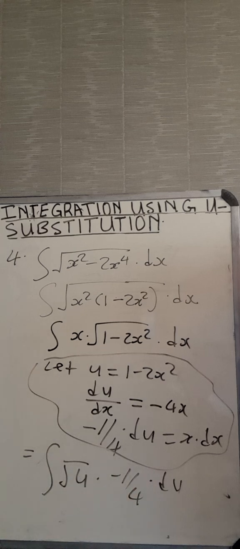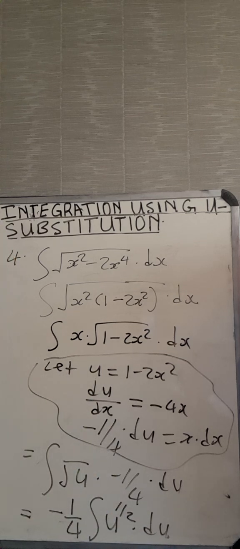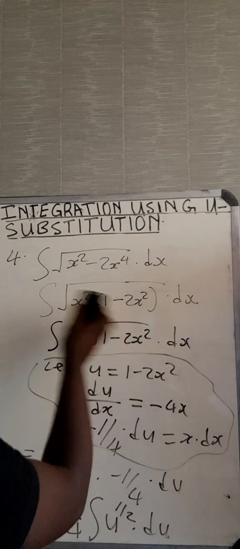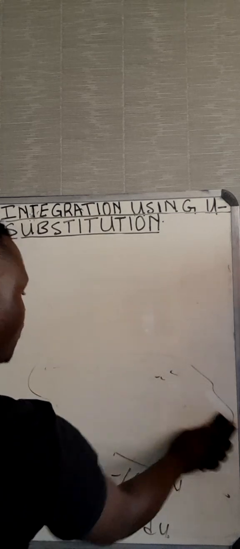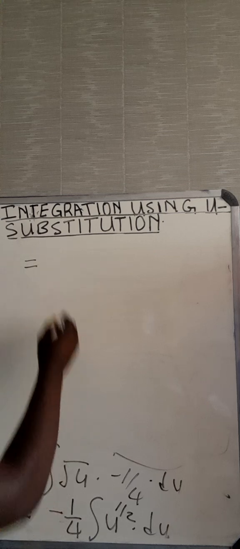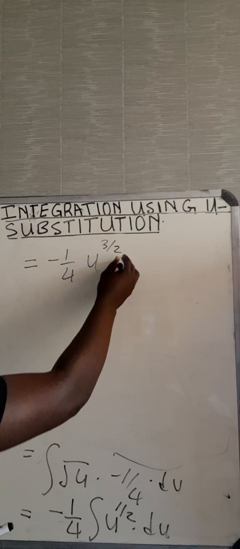But minus 1 over 4 is a constant, so we can take it outside of the integral sign. So this will be equal to minus 1 over 4 integral of u to the power of 1 over 2 du. Then we can implement the power rule to integrate this one. So this will be as follows. It will be minus 1 over 4 times u to the power 1 over 2 plus 1, which is 3 over 2, divided by 3 over 2, plus a certain constant.